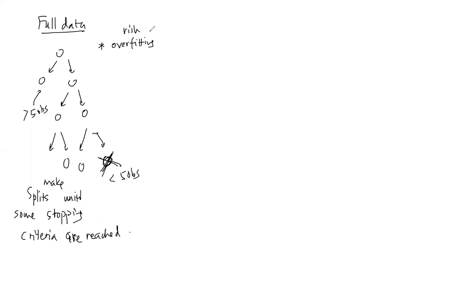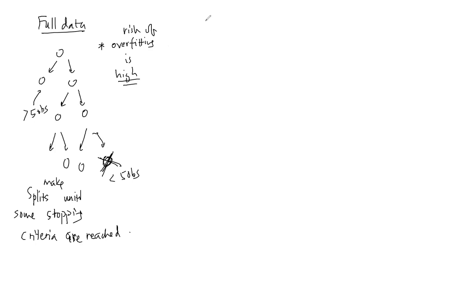Risk of overfitting is high. Usually we don't use the full tree as the final model, because it's so easy to overfit. You can just keep on growing, and then your tree will be complicated. It may overfit and also make it hard to explain the results, especially if this keeps on expanding.